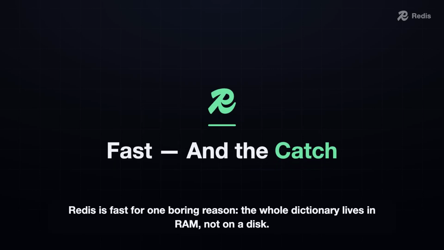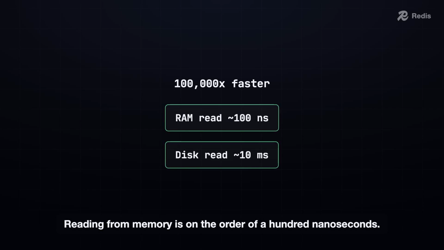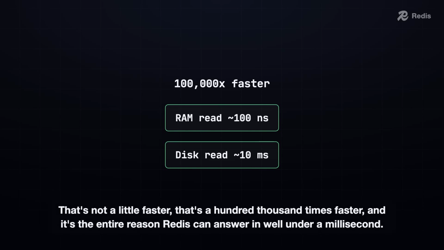Redis is fast for one boring reason. The whole dictionary lives in RAM, not on a disk. Reading from memory is on the order of 100 nanoseconds. Reading from a spinning disk is closer to 10 milliseconds. That's not a little faster. That's 100,000 times faster. And it's the entire reason Redis can answer in well under a millisecond.